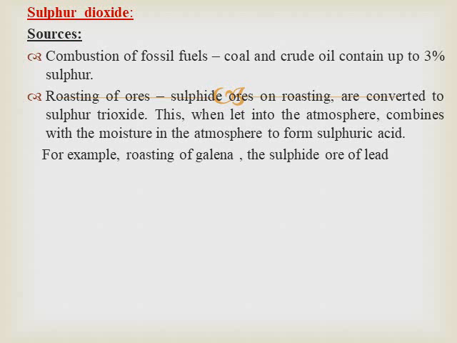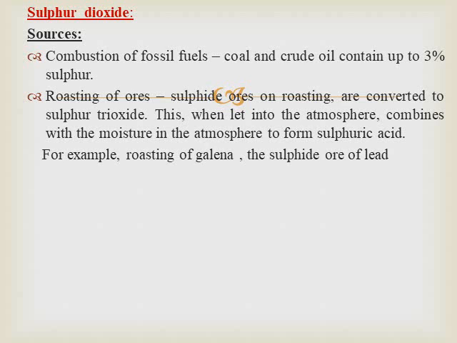Now, the major source of sulfur dioxide is fossil fuels. Fossil fuels are not only made up of hydrocarbons, they also contain a small amount of sulfur. When you burn fossil fuel, like coal or especially crude oil, the sulfur present in the fossil fuel will oxidize and convert into sulfur dioxide. So that is the first source of sulfur dioxide.